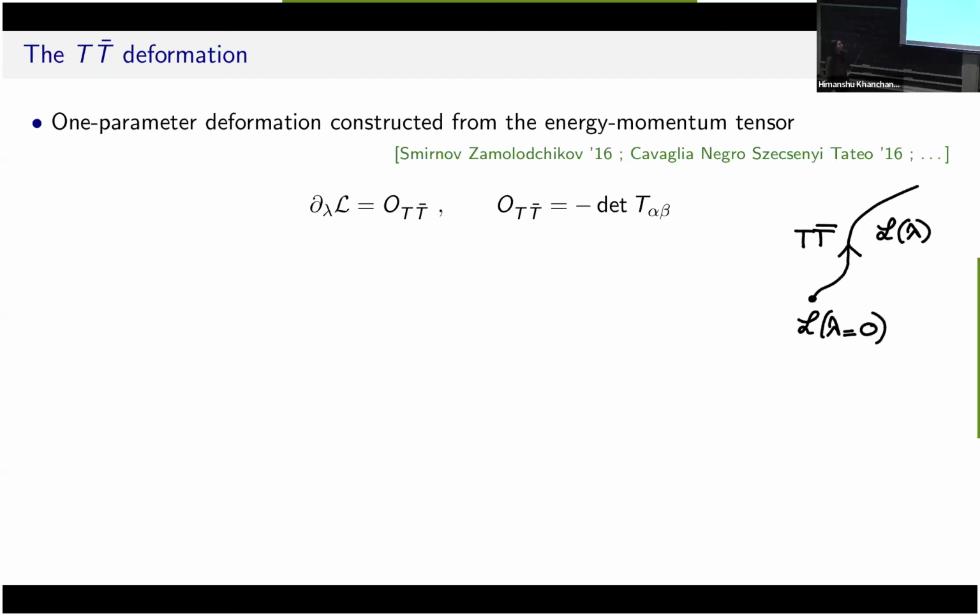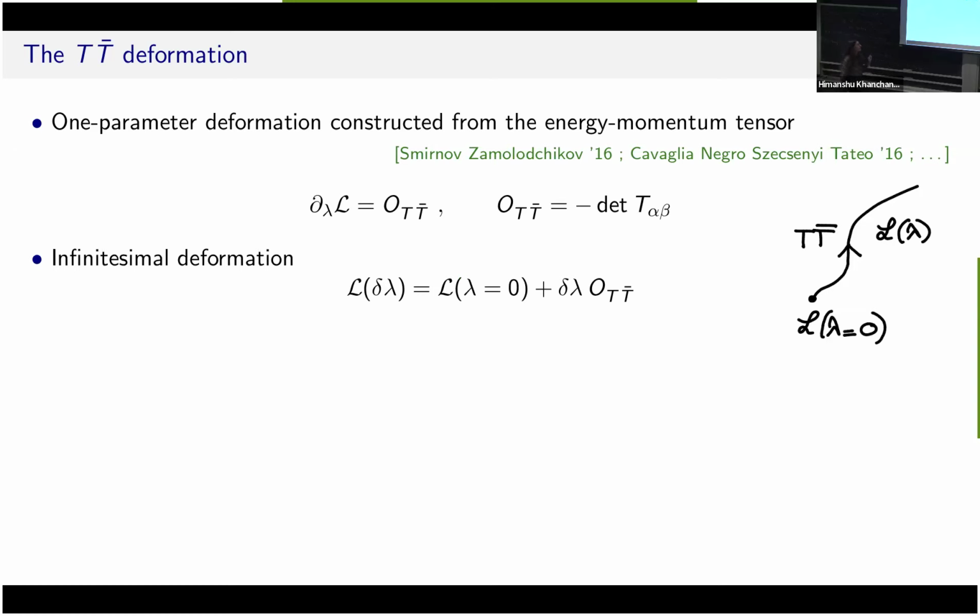The TTbar deformation is a one-parameter deformation constructed out of the energy momentum tensor. When you have a quantum field theory which is local, so which has an energy momentum tensor, you can construct this operator O TTbar, which is the determinant of the energy momentum tensor, and you can then construct, at least classically, this Lagrangian that satisfies this differential equation. This Lagrangian now depends on this parameter lambda, which is the deformation parameter that you introduce, and this is the differential equation that it satisfies.